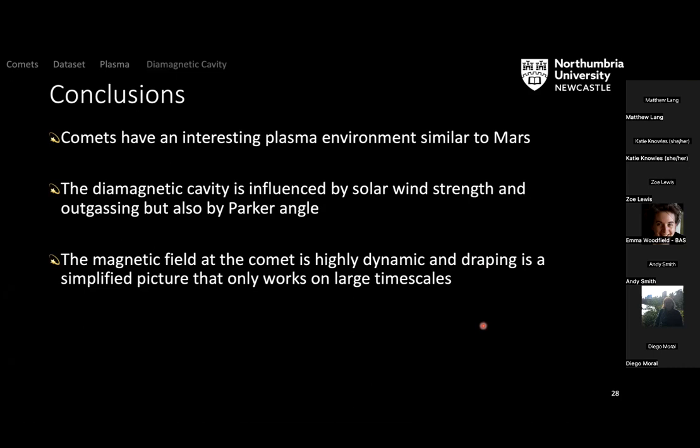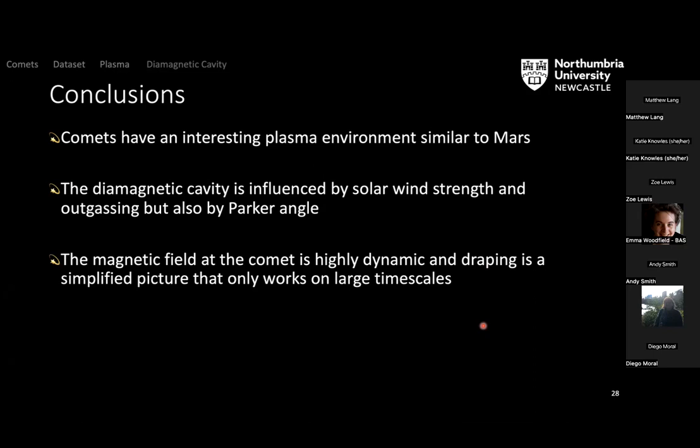The diamagnetic cavity is influenced by the solar wind strength and outgassing. We've known that for a while, but now we also know that it's influenced by the Parker angle, and quite radically as well. And then the last conclusion is that the magnetic field in general is highly dynamic. It's really hard to describe it properly. And the draping that I showed actually only works at large timescales, and you really need to dive into the details to understand it.